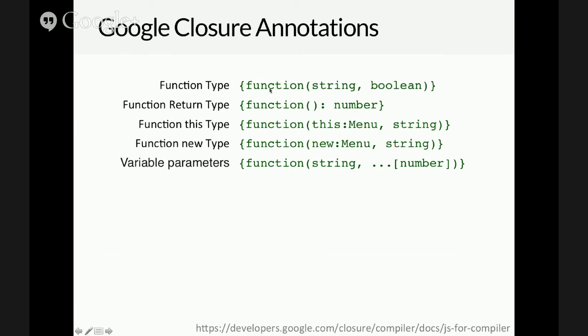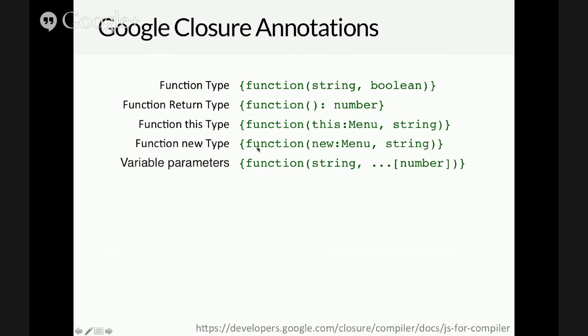So if you have a function, you can specify the types of its arguments. So this says this parameter is actually taking a function that takes a string and a Boolean. The next one is a function that returns a number. The next one is a function that returns a function that will be called back with, so that this is going to be the menu, some kind of menu type, and its first argument is a string.